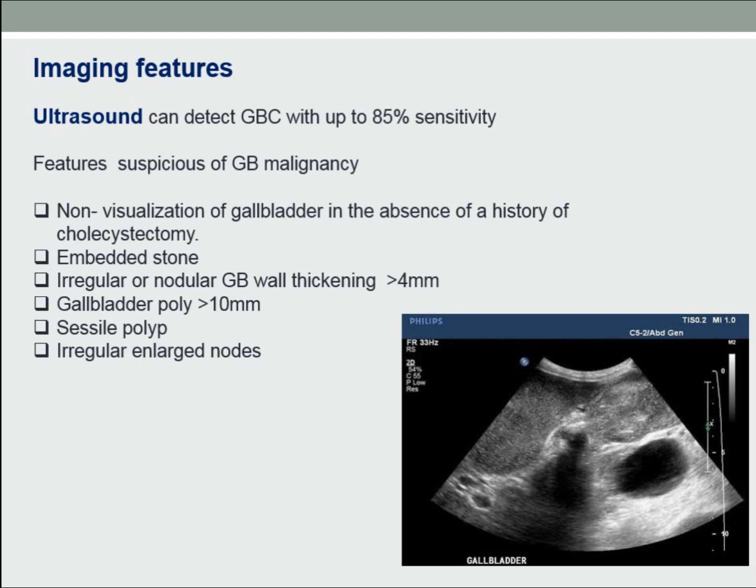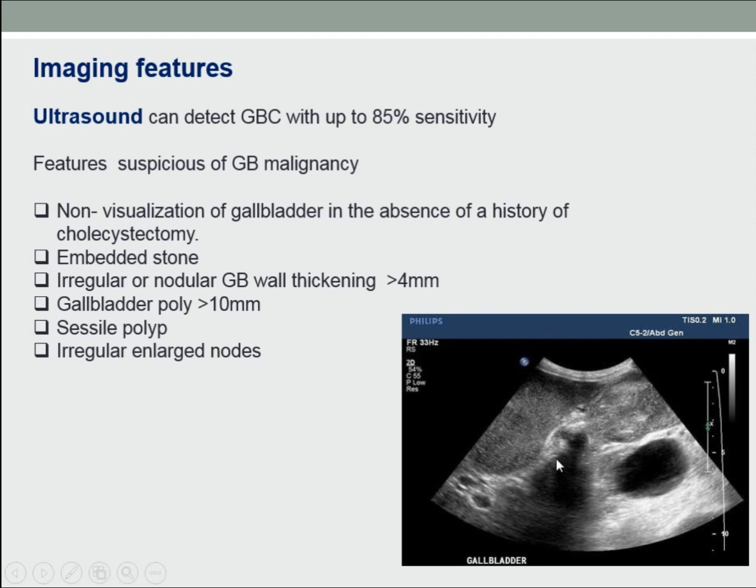The imaging features of gallbladder carcinoma. Ultrasound can detect gallbladder carcinoma with a sensitivity of up to 85%. The features that are suspicious for gallbladder malignancy on ultrasound include non-visualization of the gallbladder in the absence of a history of cholecystectomy, or an embedded stone, in which the stone is surrounded by soft tissue. This is the stone and this is all soft tissue.